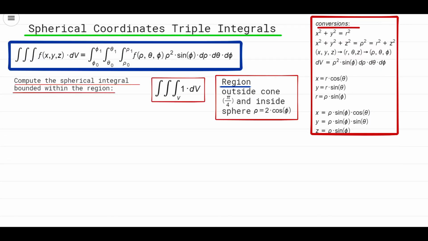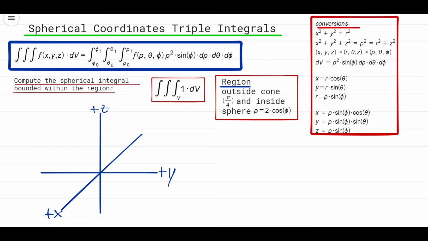So in this example, we're asked to compute the spherical integral bounded within the region outside the cone of pi over 4 and inside the sphere of rho equals 2 cosine phi. So this one's a little bit more trivial. We're going to start out by trying to draw this out to the best of our ability. It's kind of hard to draw on 2D paper, but we're going to try to do it. So x, y, and z axis, plus x, plus z, plus y. Make sure you label which one you're taking positive.